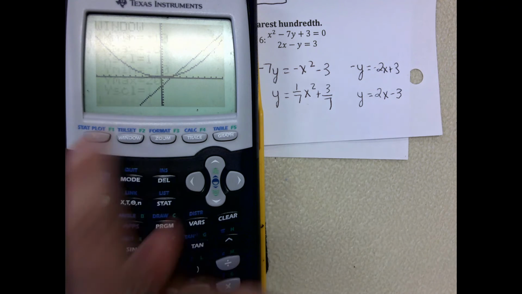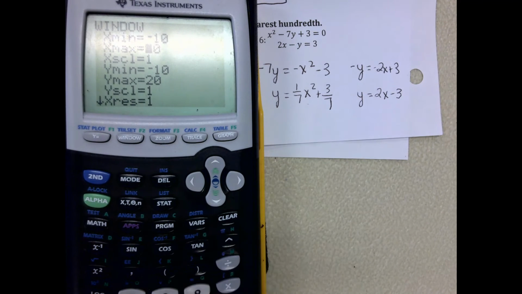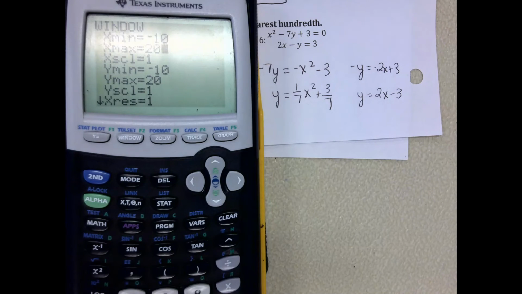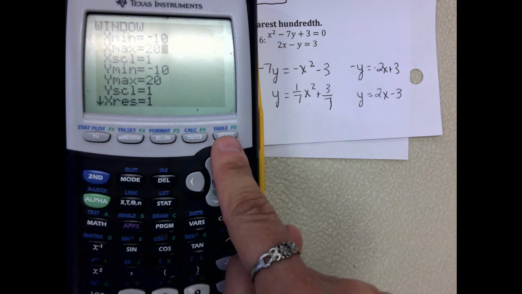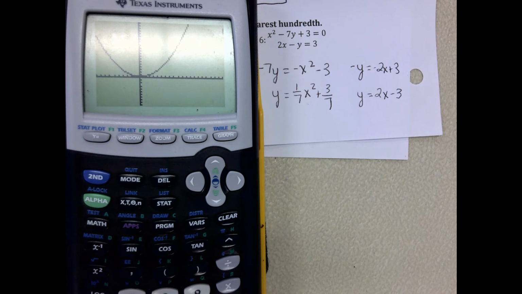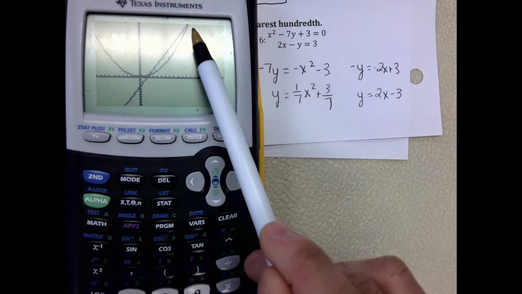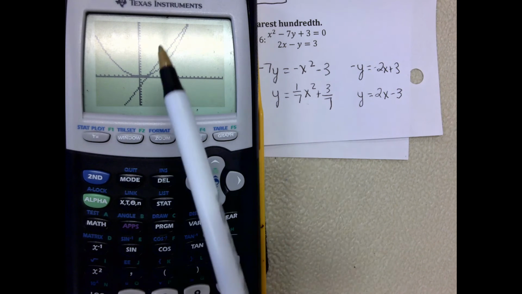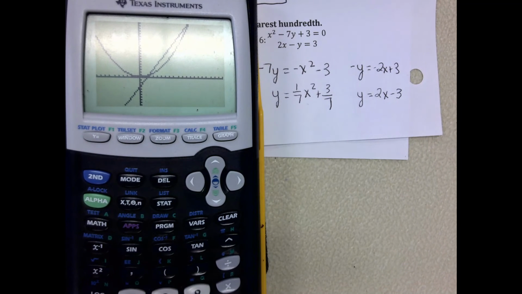So I'm going to go back to window, and where I see x max, I'm going to make that 20. I just randomly chose that number. You could try 15 to see if that works, or go to 20. And then we're going to graph. Okay, so we barely get it, but that's good enough for us. Sometimes if you barely get it, it's okay if you don't see it completely. So we have two places where our linear and quadratic intersect.